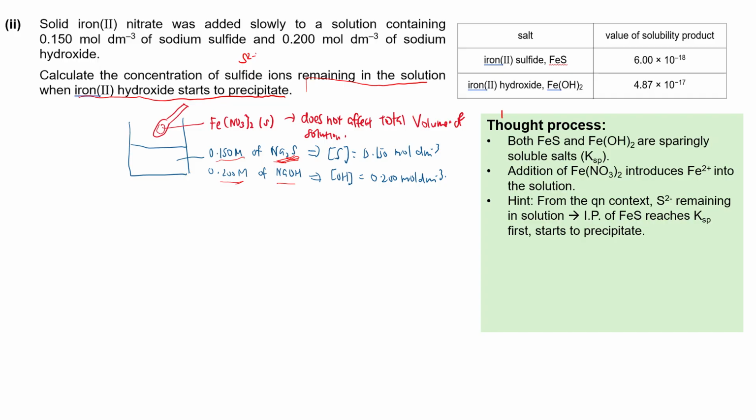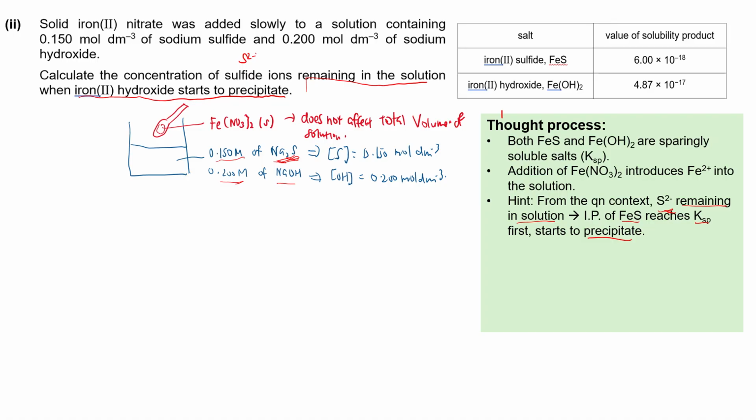There's a big hint over here. Without even calculating the solubility of the salt, you can already know from the question context that there are S2- sulfide ions remaining in the solution. This means that the ionic product of iron 2 sulfide reaches Ksp first and starts to precipitate first. Once it starts to precipitate, then you'll know how much of the S2- is actually remaining in the solution.